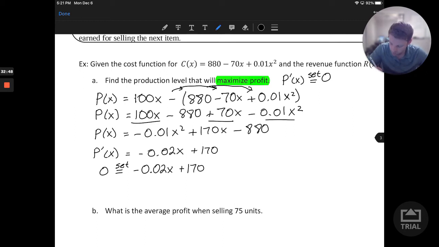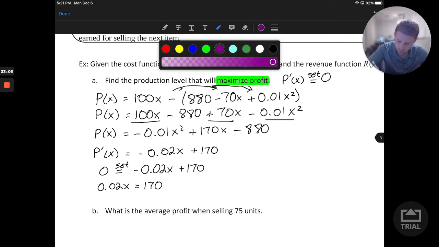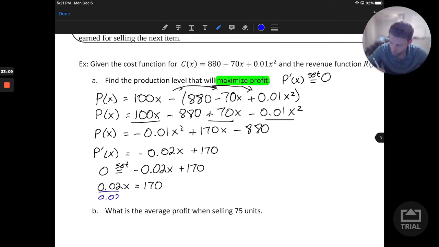We have 0.02x, if we add to the left, set equal to 170. If we take one more step to divide both sides by 0.02, we should get a result. So divide by 0.02, and hopefully we'll see this gets a result for us of 8,500 items.